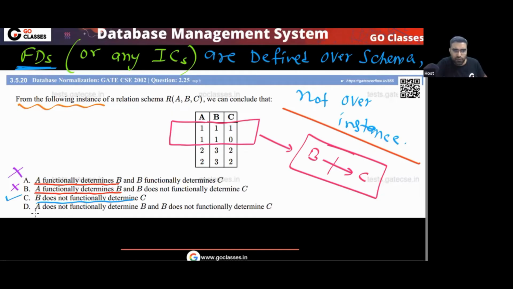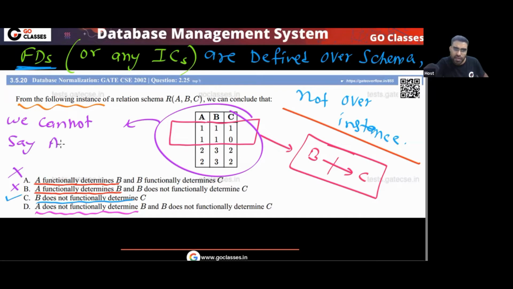What about the remaining? What about option D? A does not determine B. From this instance, can you say that A does not determine B? No. From this instance, we cannot say whether A determines B or not. We cannot say A determines B or A does not determine B. So this is gone. So the answer will be option C.